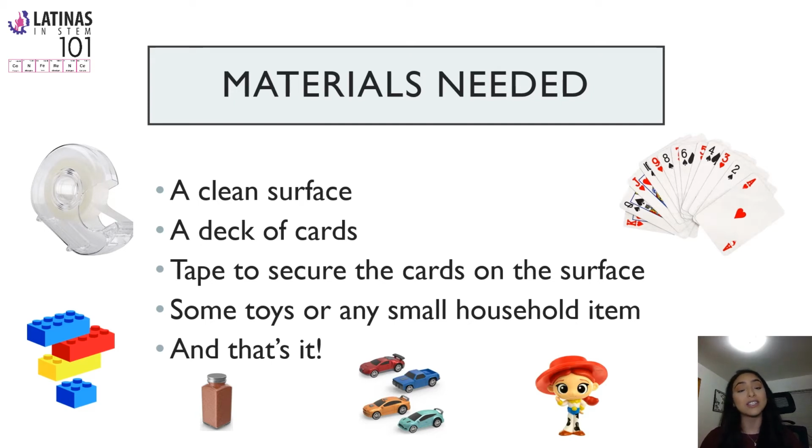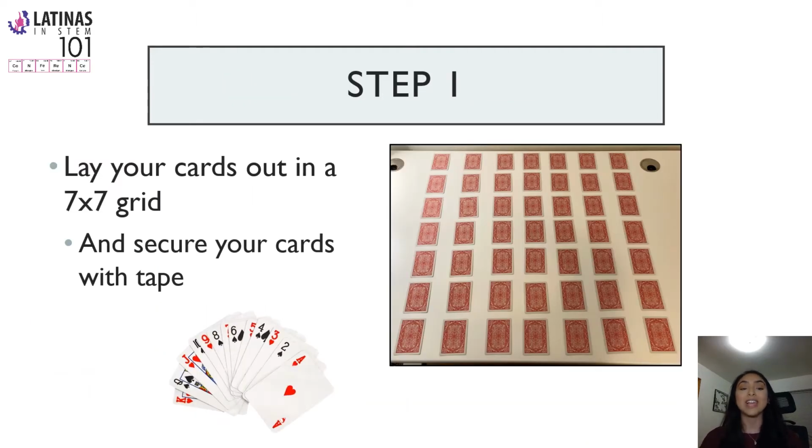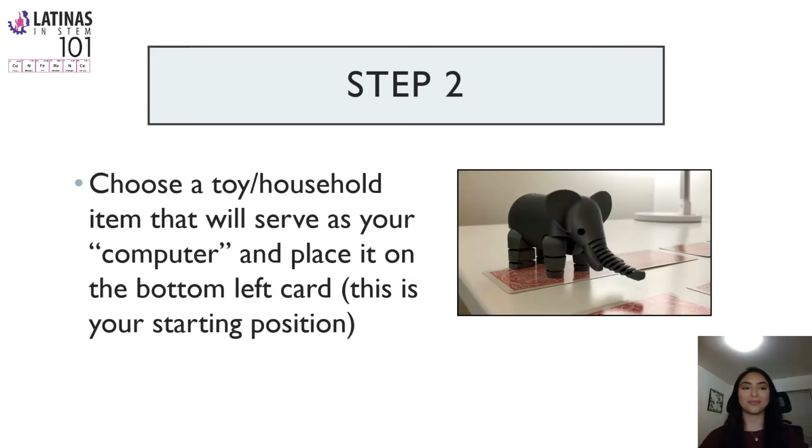So we're going to need a clean surface, a deck of cards, some tape to secure the cards onto the surface, some toys or any small household item that you can find, and that's it. So let's go on to step one. Lay your cards out in a 7x7 grid and secure your cards with some tape so that they don't move around. So your cards should look like the picture that is on this slide.